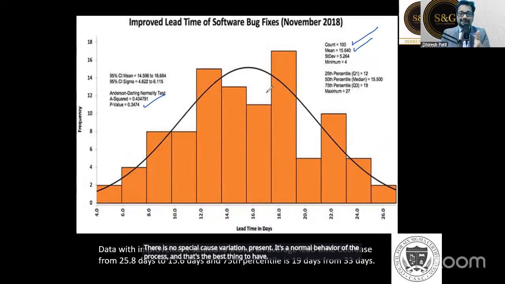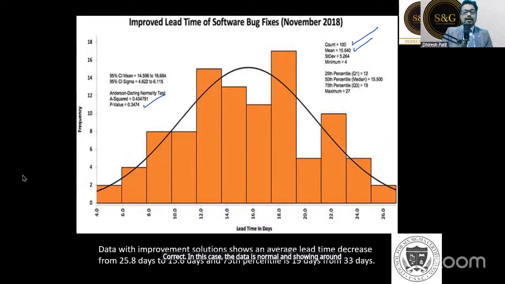Are you understanding this? Yeah. If it is not normal, then there is something fishy, something wrong, if the data is not normal, if data is not stable, correct? In this case, the data is normal and showing around 15.6 days average. Okay, that's the very good thing.